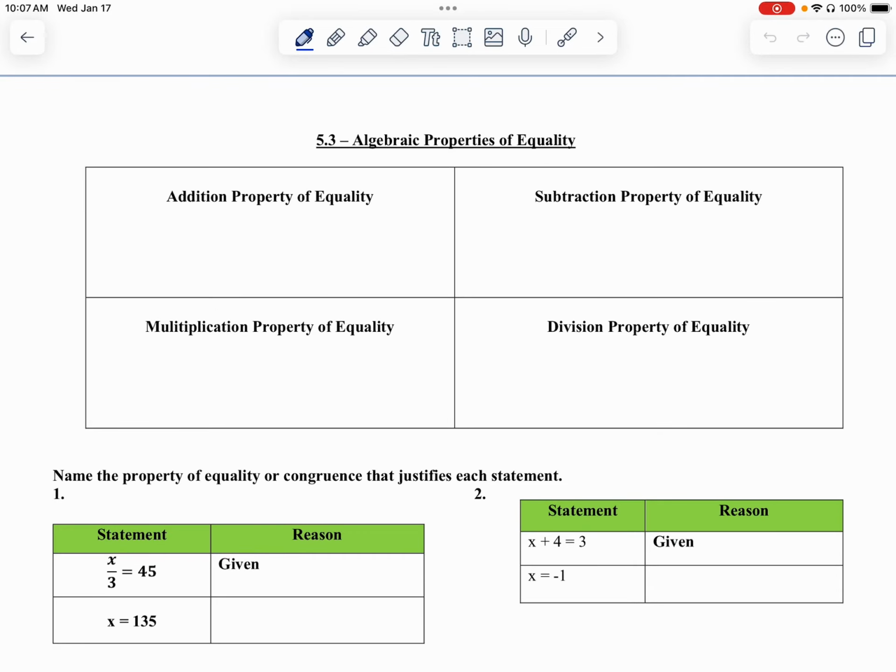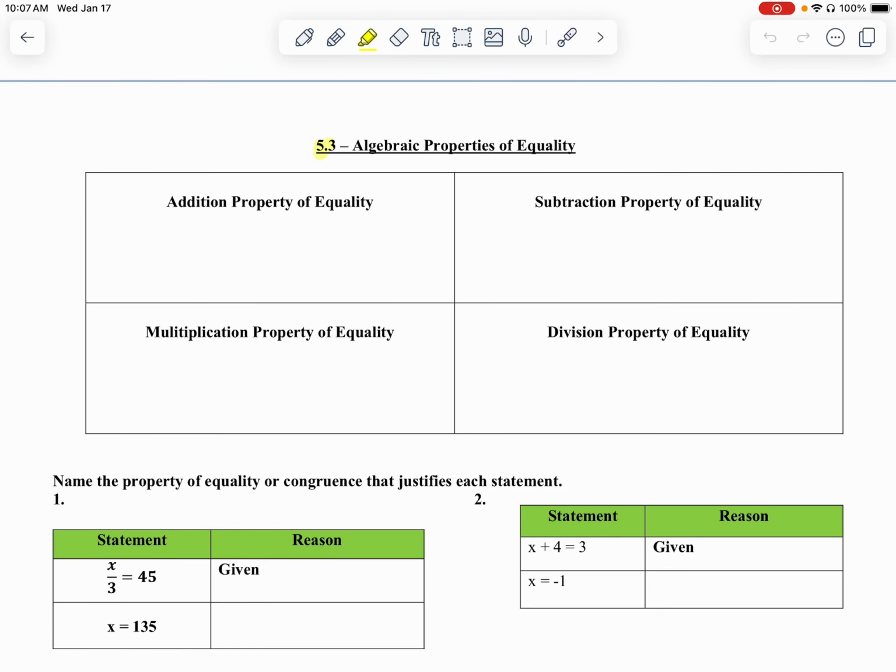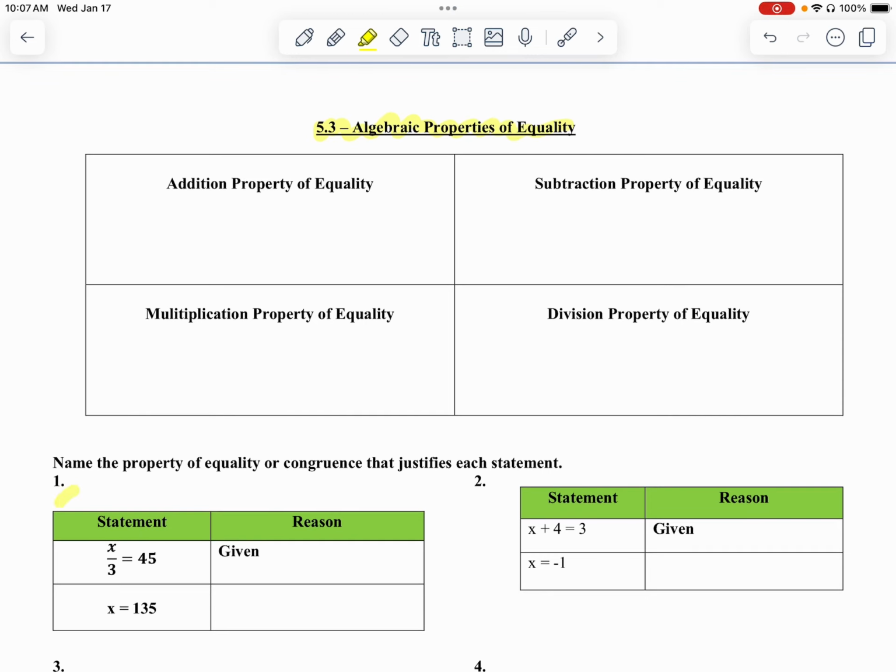All right, today we're going to be talking about lesson 5.3, algebraic properties of equality. Taking some things we've already learned and just putting some vocab behind them, and also introducing this idea of a statement and reason style of proof, which we're going to see so much. We're going to have several vocab words today. The first four are addition property of equality, subtraction property of equality, multiplication, and division.